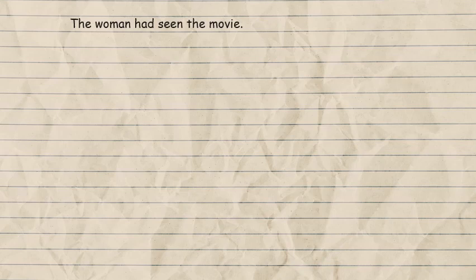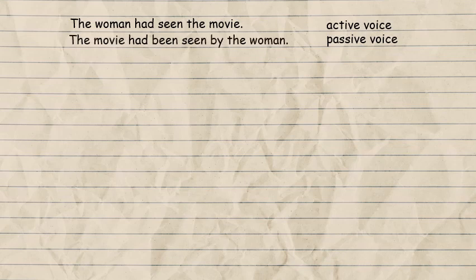The woman had seen the movie. This sentence is in active voice. Here are the same sentences in passive voice. The movie had been seen by the woman. The movie was seen by the woman.